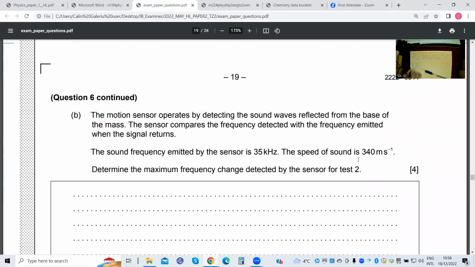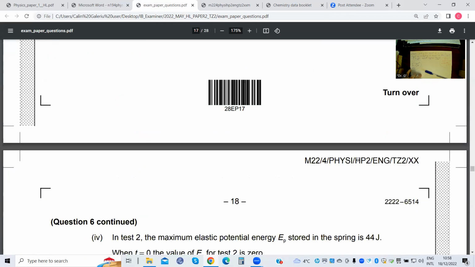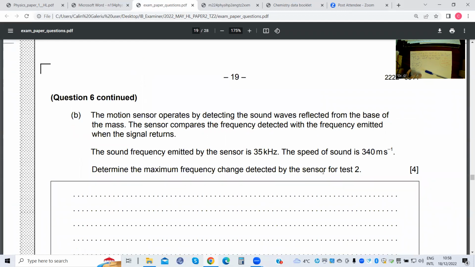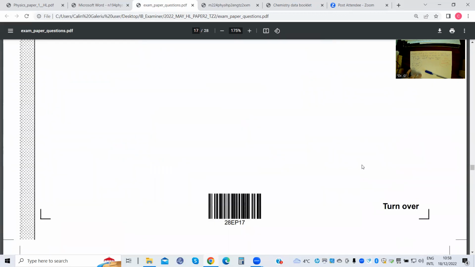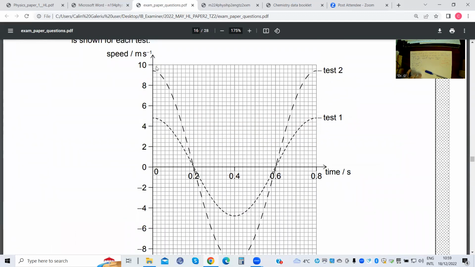The first mark point is simply from getting the maximum speed from the graph. And this is, one more time, for the sensor for test 2. So I look at the graph. Okay, test 2 is this dashed line. Okay, what is the maximum speed? Maximum speed for test 2.